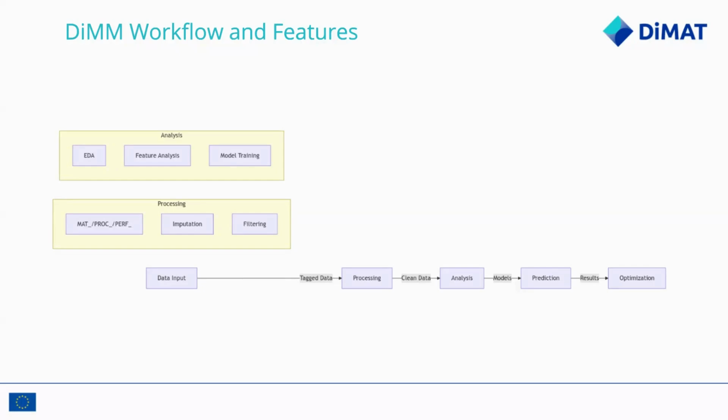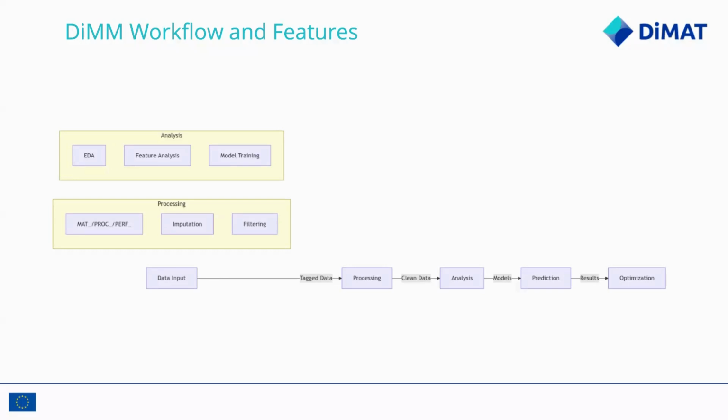The system then moves through processing and analysis stages, where it handles missing data, performs exploratory data analysis, identifies key features, and does the filtering of the outliers depending on the user's domain expertise and selection. What's particularly powerful is how it builds and optimizes models specifically for your material system. The workflow is designed to be both rigorous and intuitive, ensuring that you get reliable results without needing to be an actual data science expert.